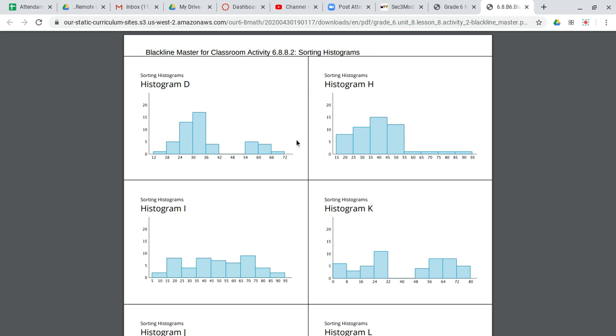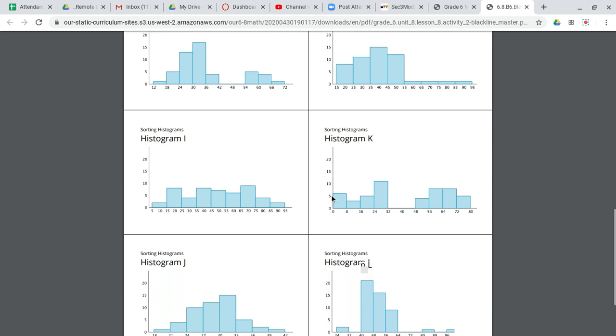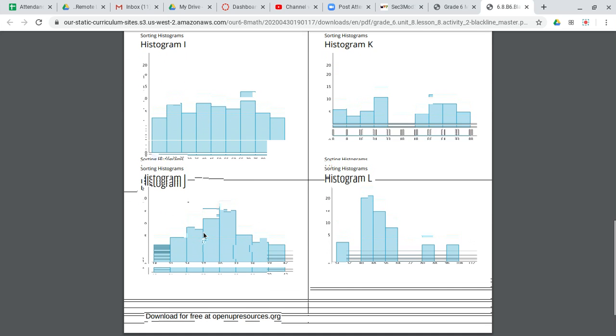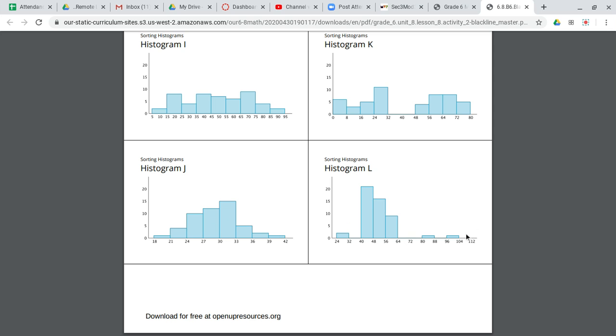Let's see. D, not quite so much. There's the gap, but we could include it, but not necessarily because it's a little more even. Let's see. H is not, I is not, K is not, because see in K, even though we've got this break in here and these are further away, there's a lot of them over here. So the actual center of the data is closer to being in the middle where there aren't actually any values. J is not, but L definitely is.